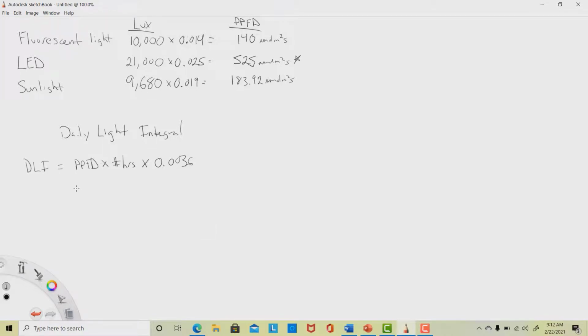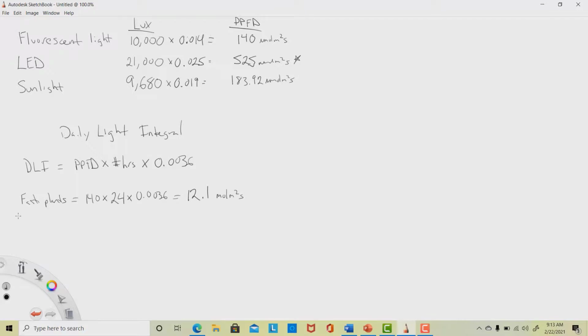So we can do this for all of our plants again, right? So if we're looking at our fluorescent light, and I'll just say our fast plants, it would be our PPFD value, which is 140, times the number of hours in a day, and in this case we have this thing running all day, times 0.0036. And let's do some calculations. I'll do this on my phone real quick. And that is going to equal 12.1, and this is moles per meter squared per day. All right, so we have a daily light integral of 12.1 for our fast plants.